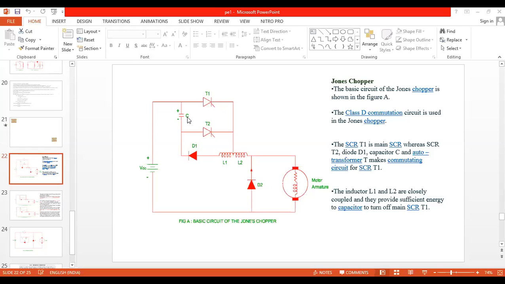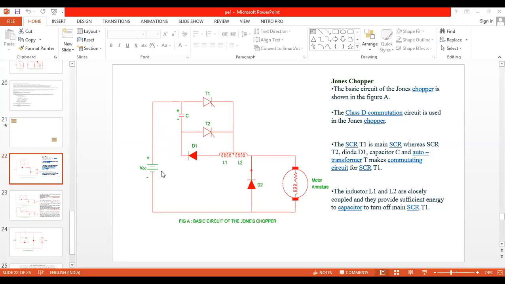In case 1, especially for the Jones chopper, an initially charged capacitor is selected. The capacitor is already charged separately with the help of the input supply to the full maximum voltage. If it is 5 volts, the capacitor will also be charged to 5 volts. In case 1, the initially charged capacitor is placed in the Jones chopper circuit. That means this capacitor is already charged to the input DC voltage, VC is equal to VDC.